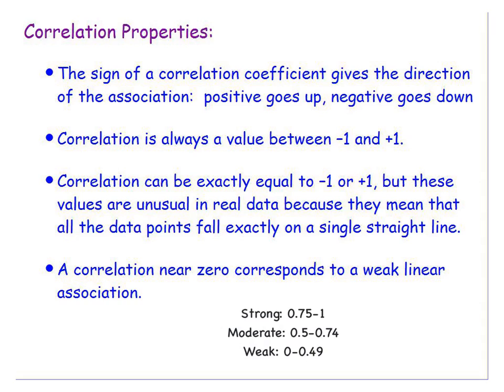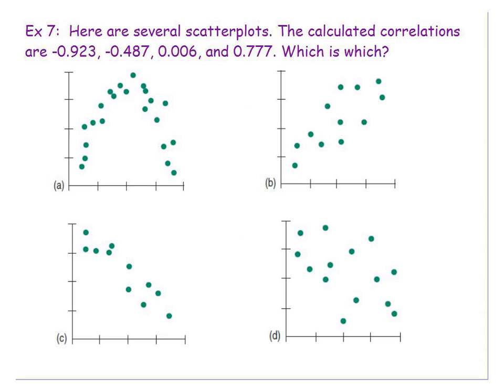So let's look at an example. So here are 4 scatter plots, and we have 4 correlations calculated. We want to know which one is which. Well, hopefully you're looking right away and you're thinking that A is going to be a problem. I'll put a little star here. It's a problem because it's not linear. So let's do the linear ones first, and then we decide after that what's left.